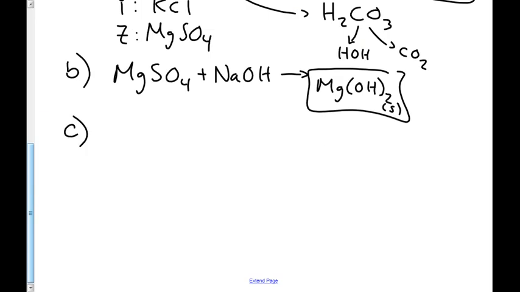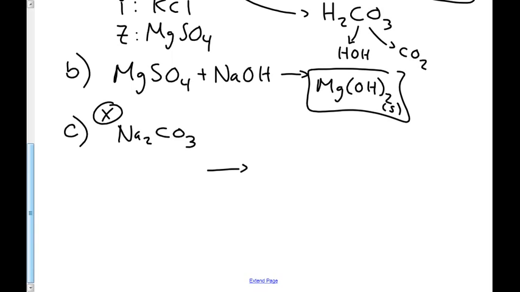Letter C: explain why an aqueous solution of compound X has a pH value greater than 7. Write an equation as part of your explanation. Okay, so this is important because you cannot say, so X, is X this? Right, that's X. You cannot say, well, when adding OH to it, it makes a strong base, and when adding H, it makes a weak acid. That's not an actual thing. Okay? Let me reread it.